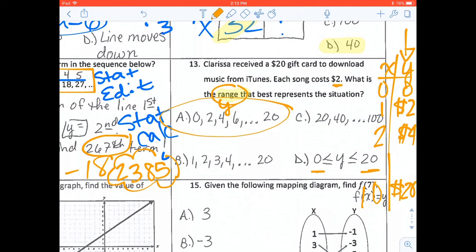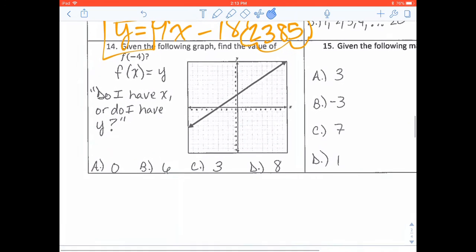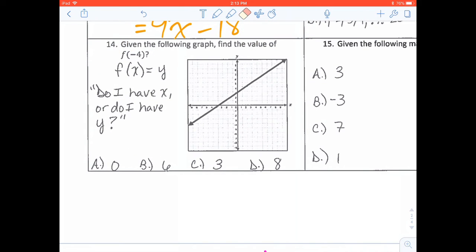14. Given the following graph, find the value of f of -4. So we're going to do the same thing that we did previously. F of x equals y. Do I have x or do I have y? I have an x value of -4.